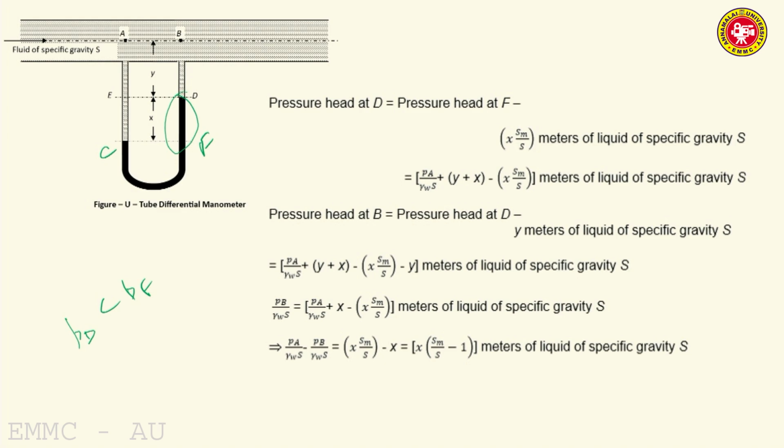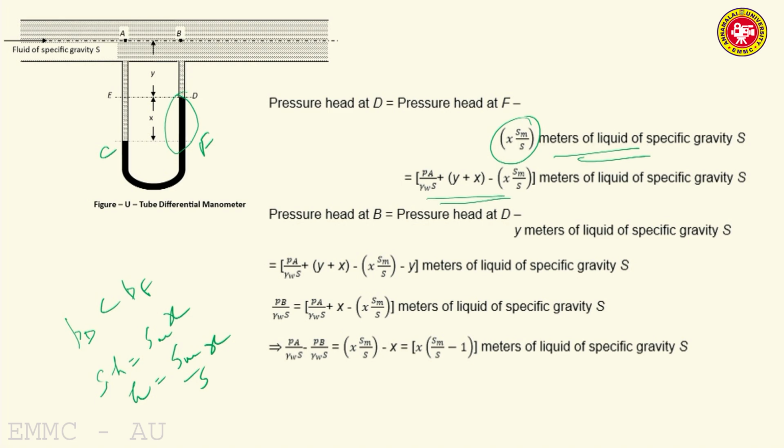So, this column of manometric liquid has to be converted into an equivalent column of fluid of specific gravity S using S into H is equal to SM into X. So, we want H is equal to SM by S into X. This is the meters of fluid or liquid of specific gravity S. So, you substitute. Then you go to B.